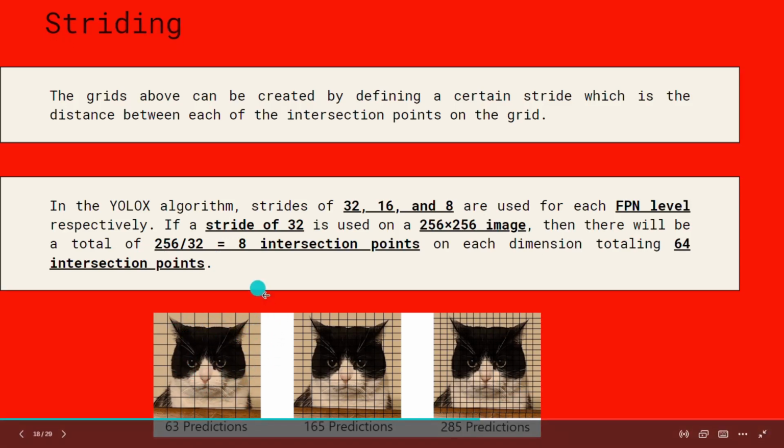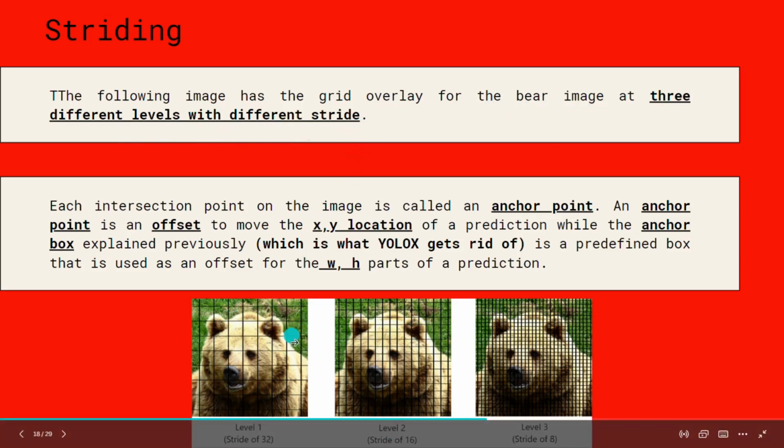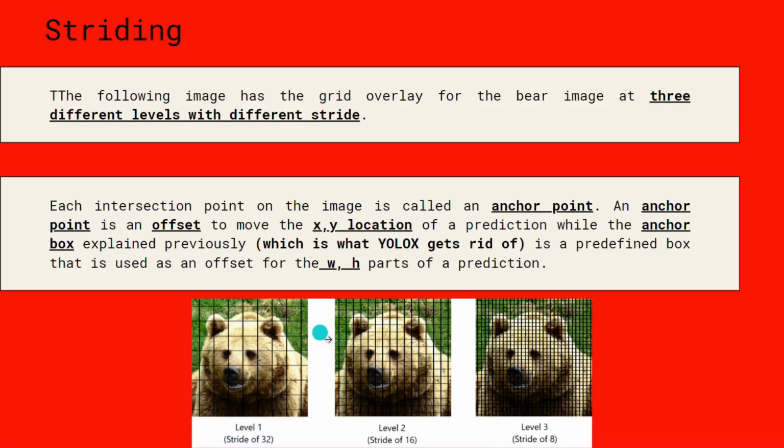So, in general, the following image has the grid overlay for the bare image at 3 different levels with different strides. So this is the image for level 1 with a stride of 32, and this is an image for level 2 and for level 3. Each intersection point on the image is called an anchor point. So each of these intersection points that we see on the grid are also known as an anchor point.